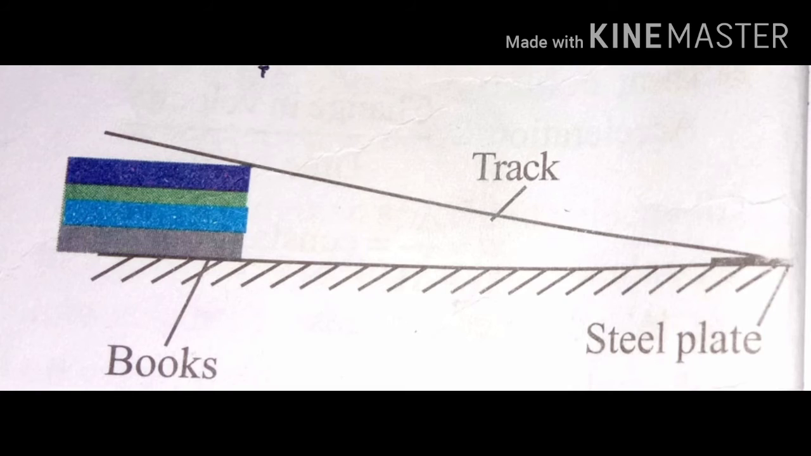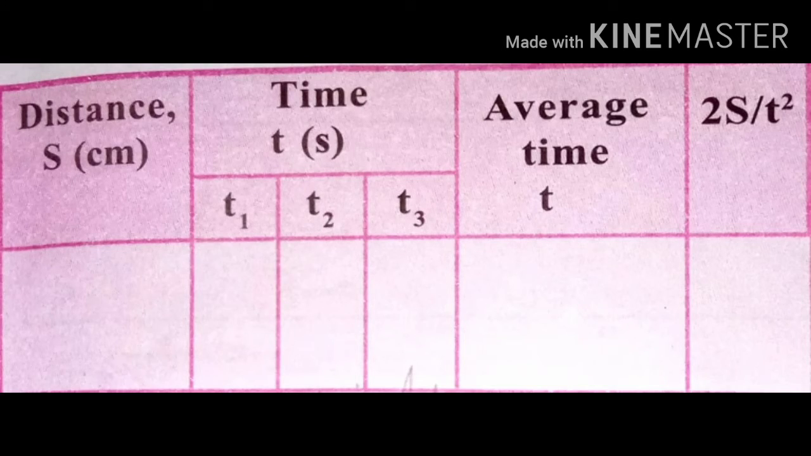The tabulation must be like this. This is the tabulation, children: distance and time, and for each distance you have to take 3 trials. In each trial you note down the time, and from these 3 you get the average time. How to find the average, children? In the tabulation, T1 plus T2 plus T3 divided by 3 gives the average time.